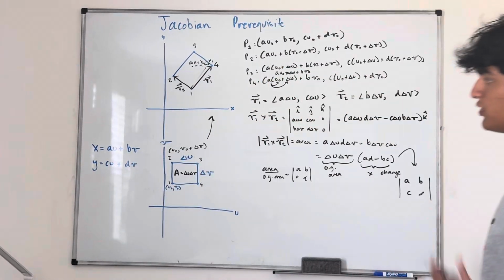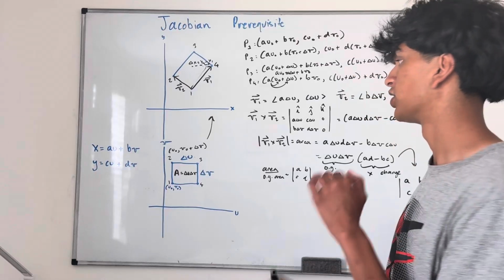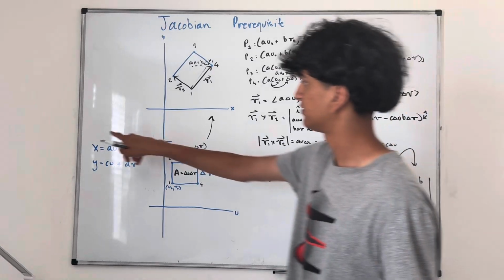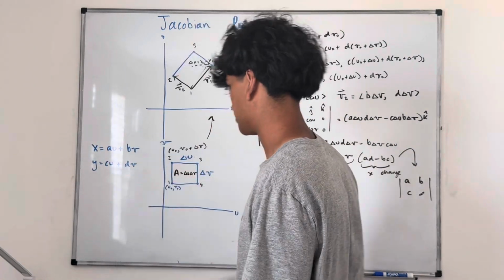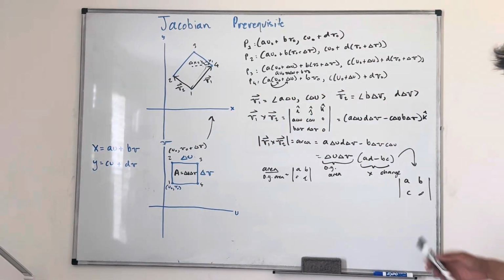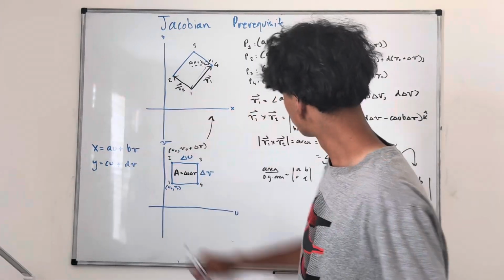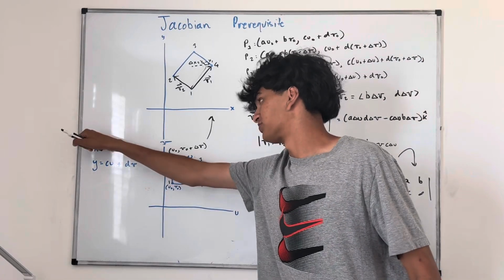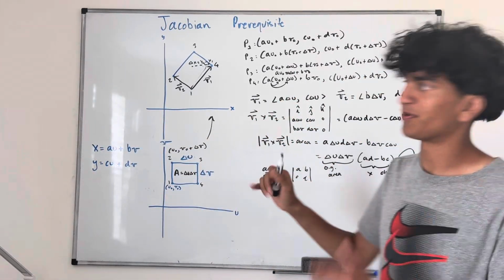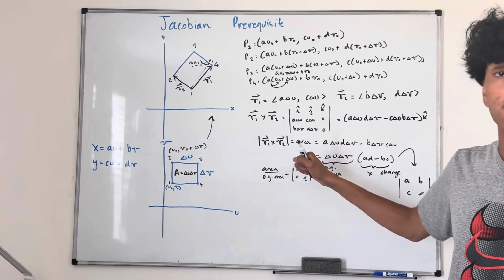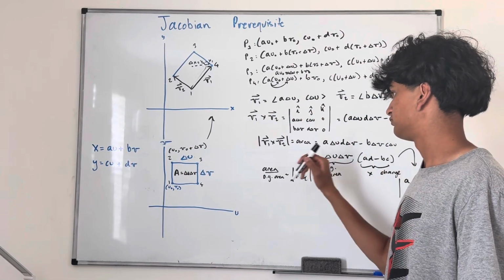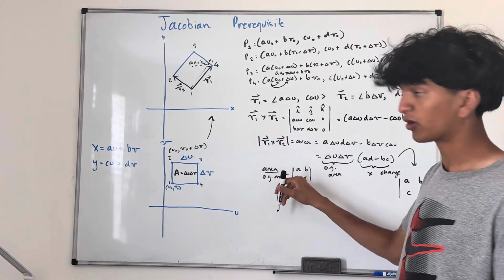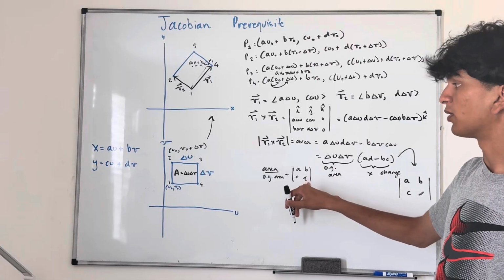Now, we're going to deal with not just linear transformations. We're going to deal with all sorts of transformations for Jacobians. But you can notice that this is x as a function of two variables, and this is y as a function of two variables. So what is the partial derivative of x with respect to u? It's A. And the partial derivative of x with respect to v is B. Right? So partial x partial u, partial x partial v, partial y partial u, and partial y partial v.